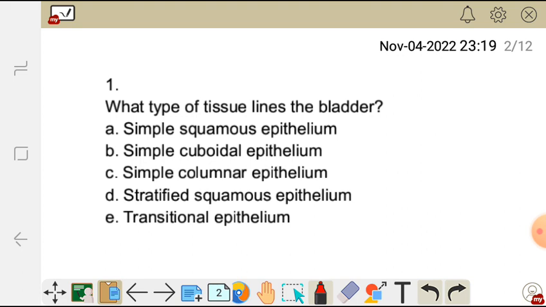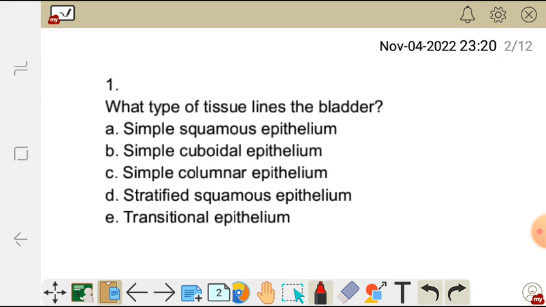Question 1 reads, what type of tissue lines the bladder? A. Simple squamous epithelium. B. Simple cuboidal epithelium. C. Simple columnar epithelium. D. Stratified squamous epithelium. E. Transitional epithelium. For you to get this question correct, you need to know each and every type of epithelium, where it lies.